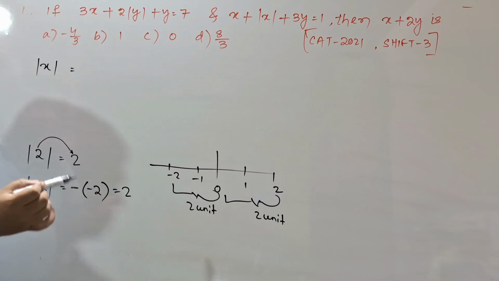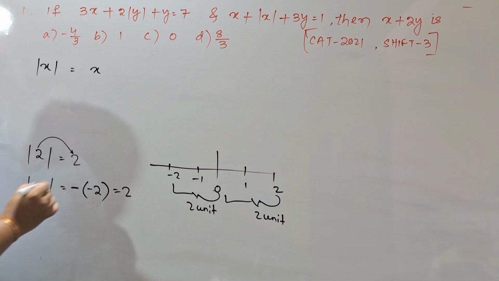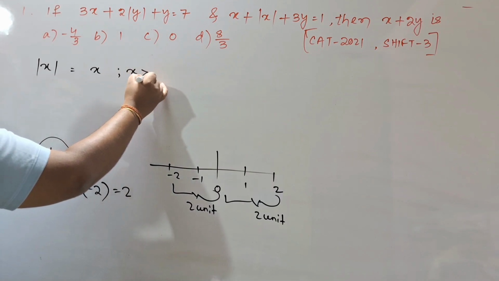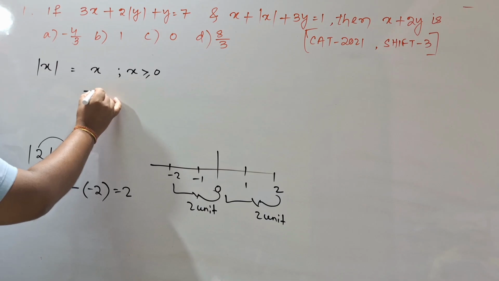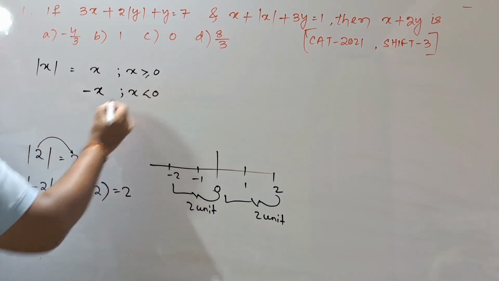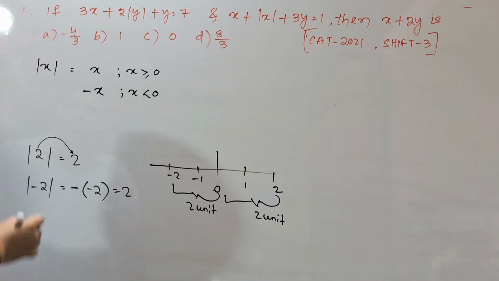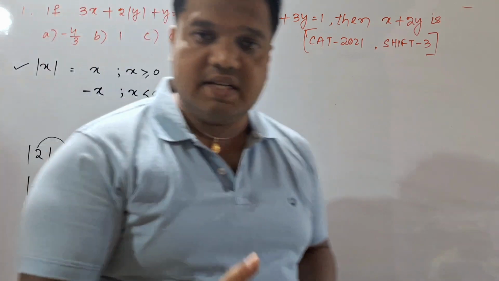|x|, I don't know x is positive or negative. If it is positive, this is x. Positive means x greater than or equal to 0. If it is negative, you have to write an extra negative sign, so this is minus x. Negative means x less than 0. This is the definition of mod. This is the definition of modulus. Done. Now take a pause, try for 30 seconds.